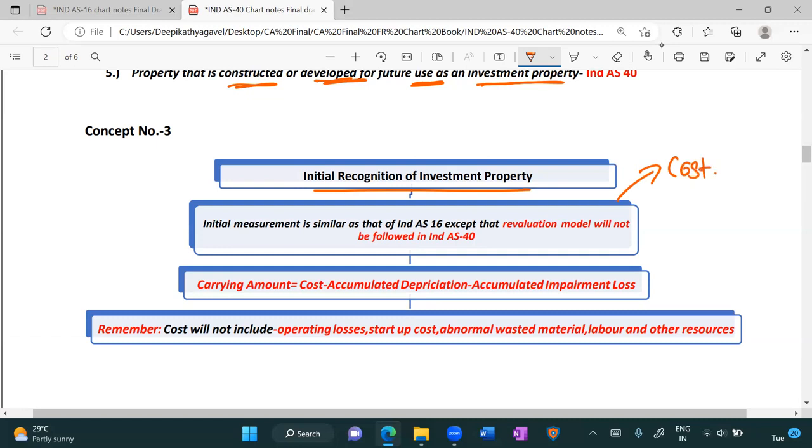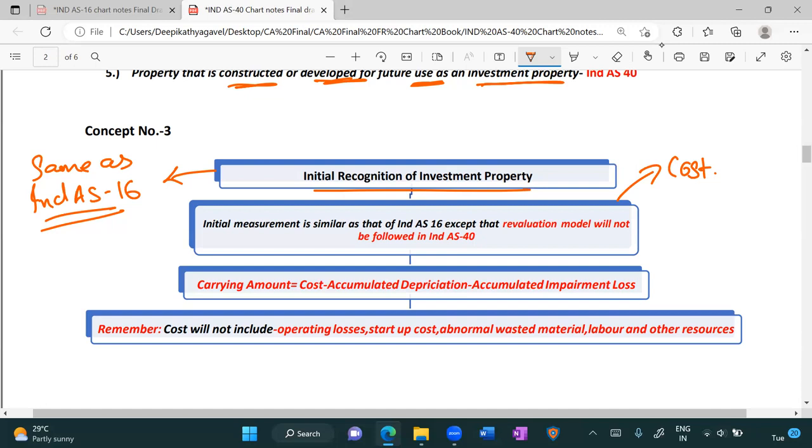Right? The principle here in initial recognition is also the same as in IND-AS 16, but the only important difference is that in investment property, in IND-AS 40, the concept of revaluation model does not exist. What concept does not exist? The revaluation concept will not exist, neither in initial recognition nor in subsequent recognition.